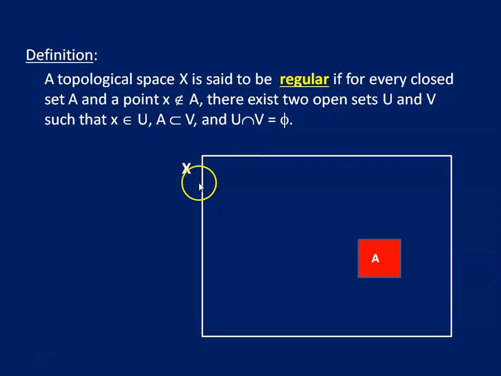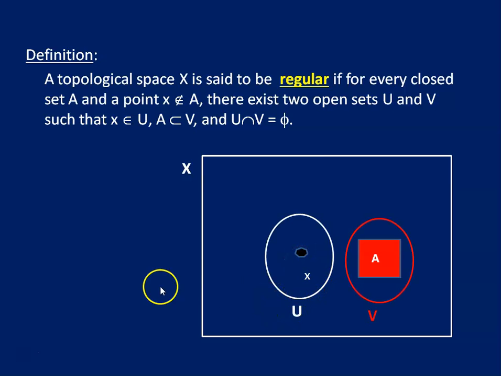Here we have the topological space X. This topological space X is said to be regular if for every closed set A and a point outside it, here we have the point x which is outside A, there exist two disjoint open sets U and V, where U contains the point x and V contains the closed set A. Then only we say that the topological space X is regular.